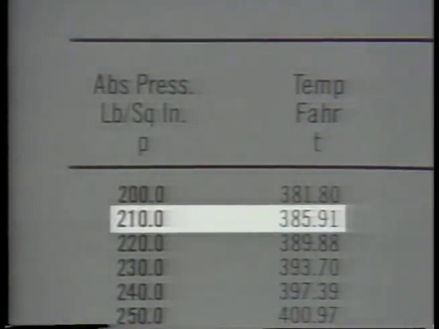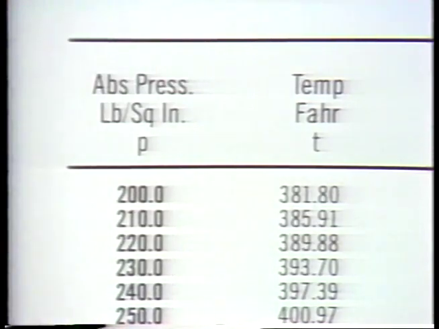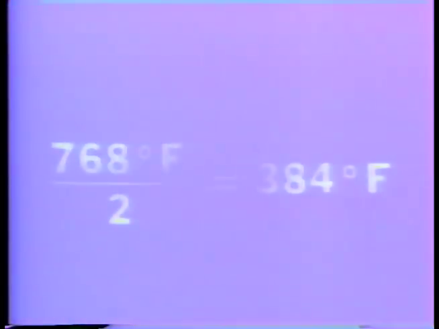385.91. Since the value for 205 psia occurs halfway in between, if we add the two values for temperature together and divide by 2, we'll get the approximate saturation temperature for water at 205 psia. For our calculations, we'll round off 381.80 to 382 and 385.91 to 386. Adding these values together, we get 768. Dividing 768 by 2, we get 384 degrees Fahrenheit as our answer.